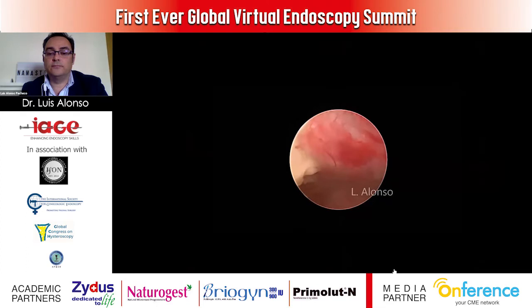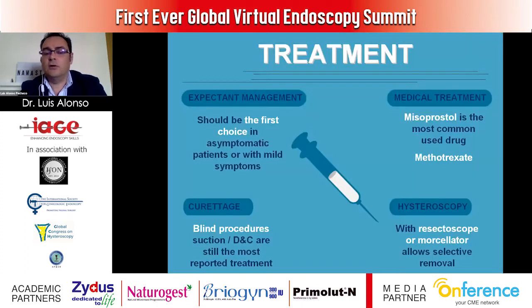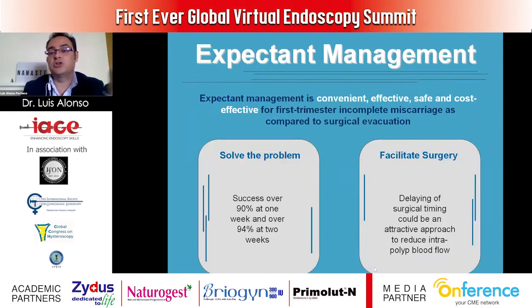Okay, so let's go to the next slide, in which we're talking about the treatments. We can have expectant management, medical treatment, curettage, or hysteroscopy. The first should probably be expectant management. This should be the first option, because most of the time it solves the problem, with a success rate over 94% at 2 weeks.